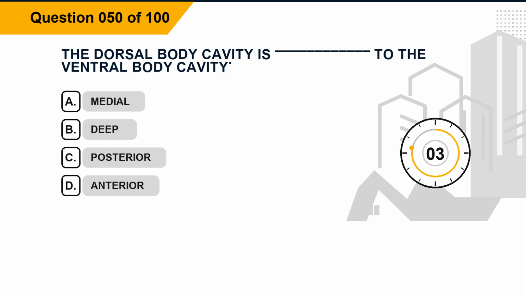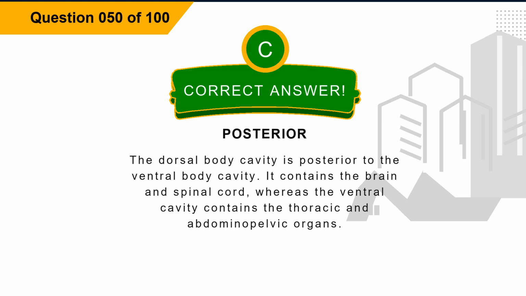Option C, posterior. Option D, anterior. The correct answer is option C, posterior. Explanation. The dorsal body cavity is posterior to the ventral body cavity. It contains the brain and spinal cord, whereas the ventral cavity contains the thoracic and abdominopelvic organs.